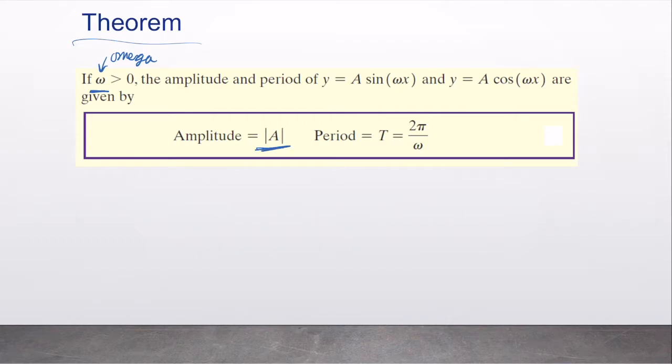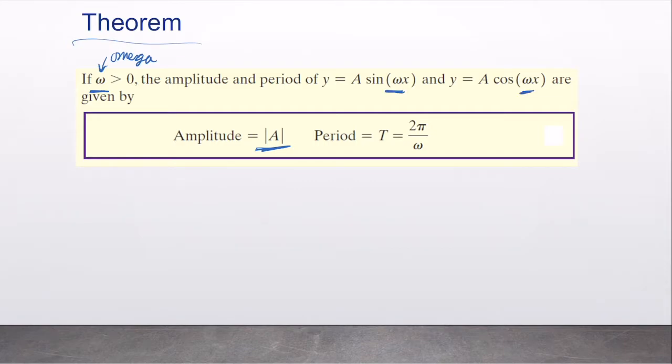Remember, we use the absolute value to take a measure of distance. And if we were looking at a graph, that amplitude would never want to be negative. It's really just a measure of distance from the midline. Period, also denoted T, is 2 pi over omega.